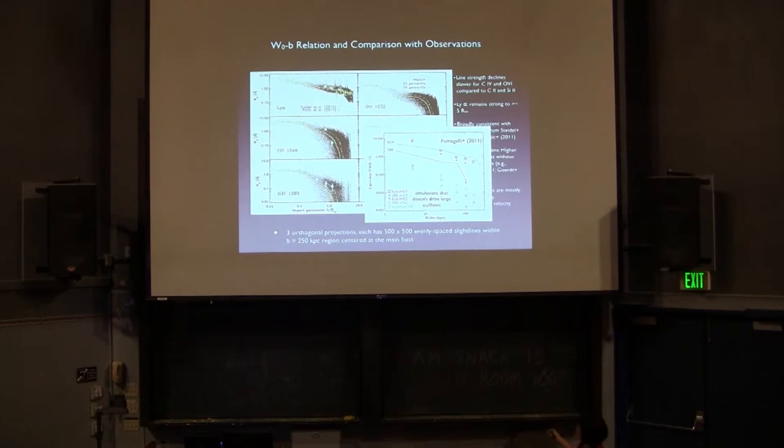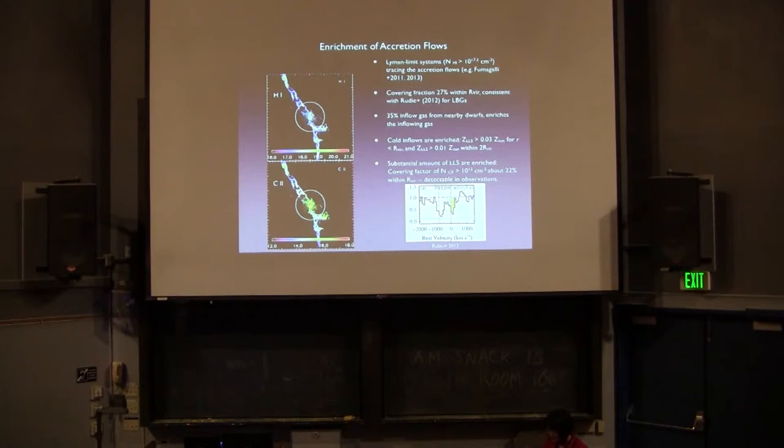So, back to accretion flows. Michele has talked a lot about Lyman limit systems, so I don't think I need to introduce what a Lyman limit system is. It does track accretion flows. The question I'm interested in is how much of those accretion flows is actually enriched. The covering fraction of Lyman limit systems is about 27 to 30%, which is consistent with what Lyman break galaxy surveys find. But one third of this inflowing gas by mass is associated with satellite dwarfs, and those dwarfs actually produce stars and produce metals. So how much were they enriched?